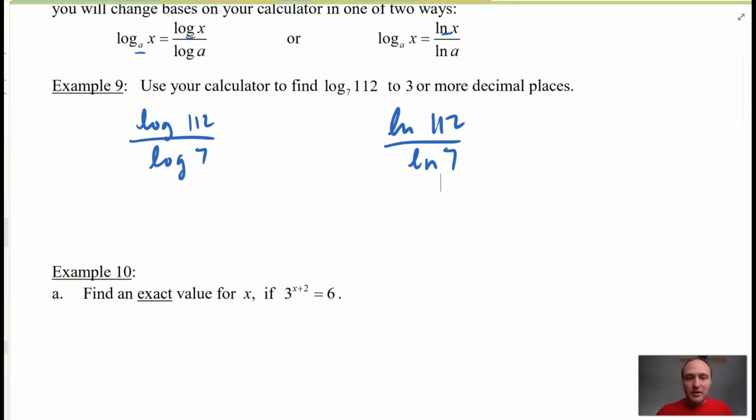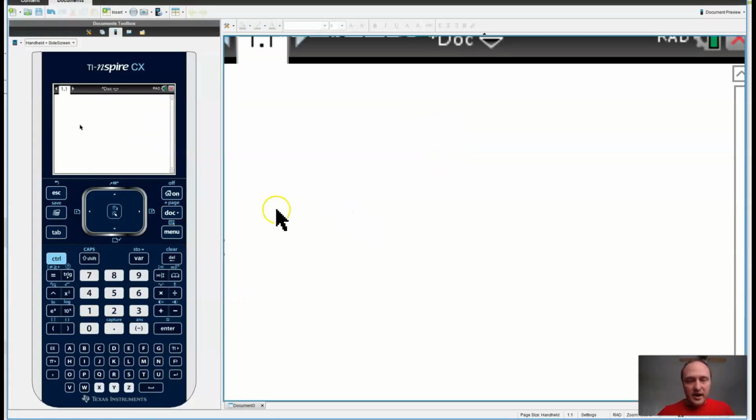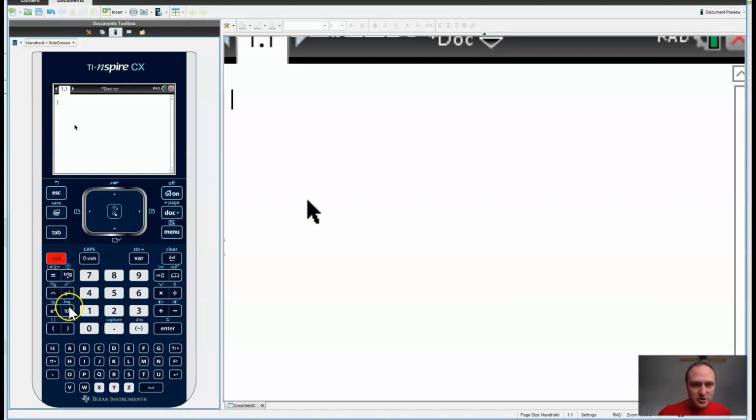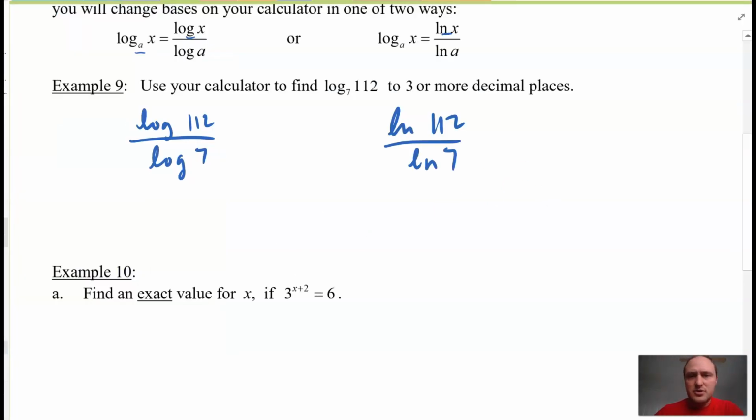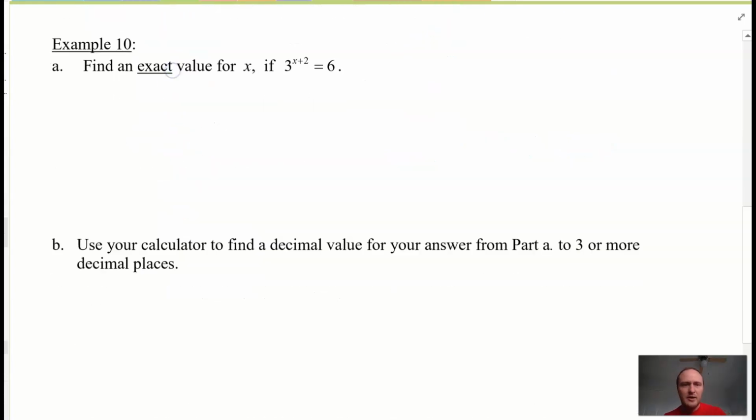But again, with our calculators, the TIs, in calculator mode I can actually calculate this. So log base 7 of 112 is 2.425. So this is approximately 2.425. All right.